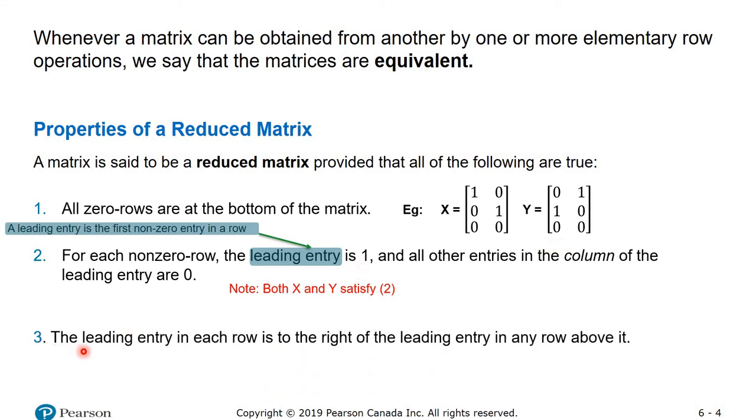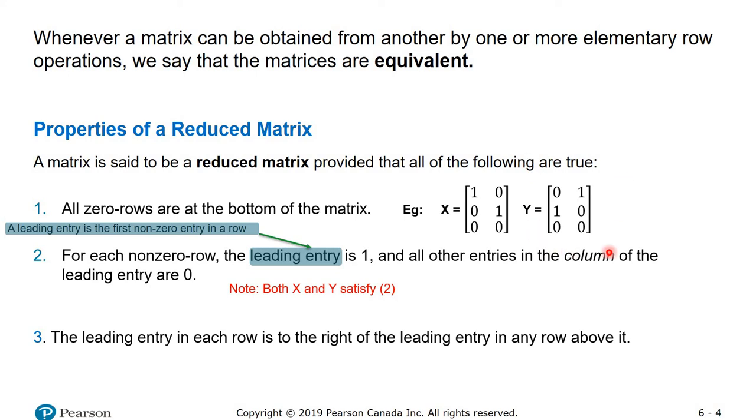Right, and then condition 3 says the following. The leading entry in each row is to the right of the leading entry in any row above it. Right, so let's look at matrix X. So here is your leading entry. It was the number 1, and that was occurring in row 1. Now let's look at row 2. The leading entry was once again the number 1. And notice that in row 2, the leading entry is on the right-hand side of the leading entry from the row above it. So that has been satisfied.